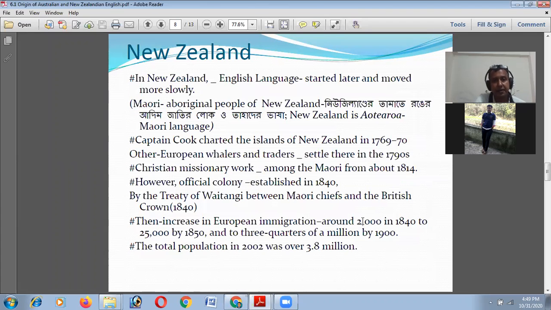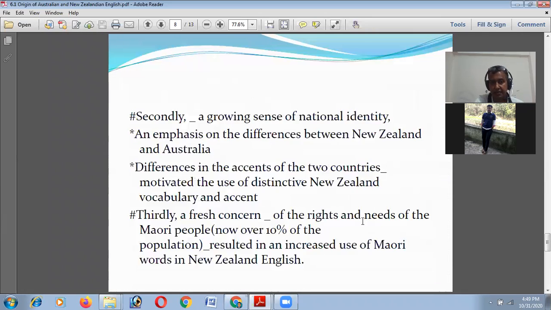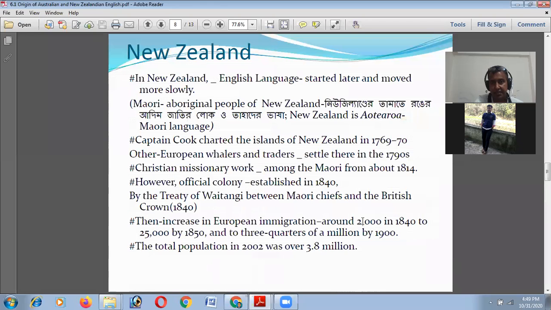Another country we see is New Zealand, nearby Australia. In New Zealand, the English language started later and moved more slowly. Though New Zealand and Australia are neighboring countries, the development of English in New Zealand is slower. And the people of New Zealand especially use an Aboriginal language, and this language is called Maori. The people of New Zealand use the regional language, Maori.